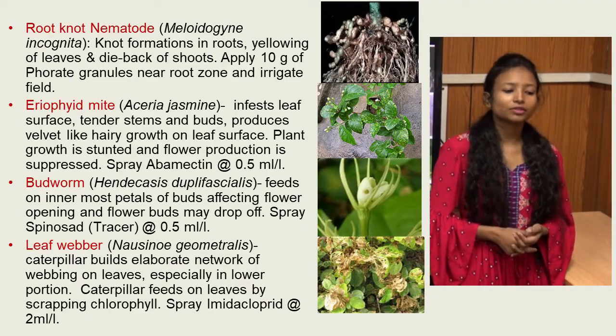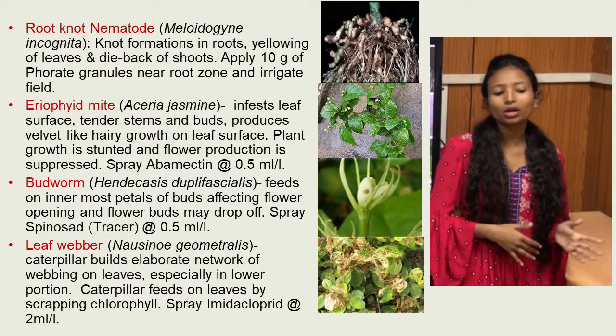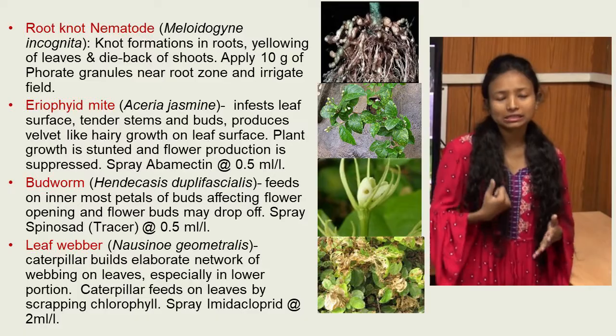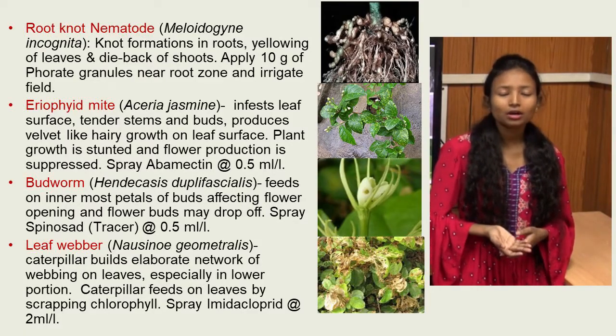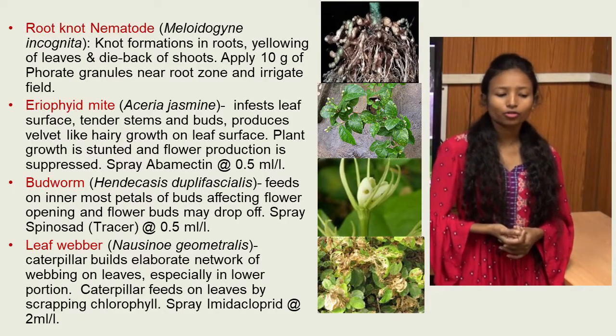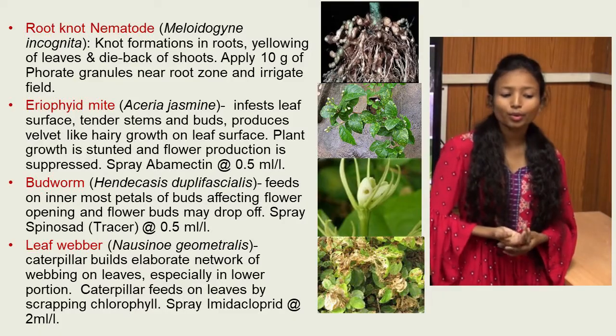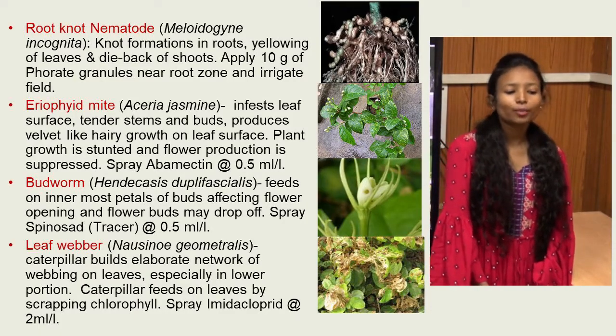The second pest which infests is the eriophyid mite, and it infects all the aerial parts of the plant. It sucks the sap from the plants, and it affects the growth as well as the flowers of the plant. This eriophyid mite can be controlled by the spray of miticides such as ivermectin at the rate of 0.5 ml per liter.